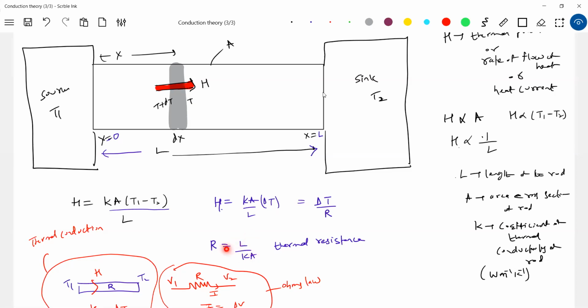So are you getting it now? The rod will definitely oppose the flow of heat current. The measure of that opposition to the flow of heat current by the material of the rod is called thermal resistance. Resistance, all of you, resistance.